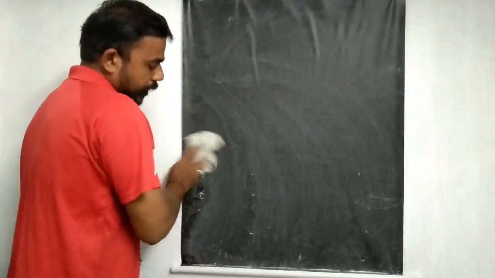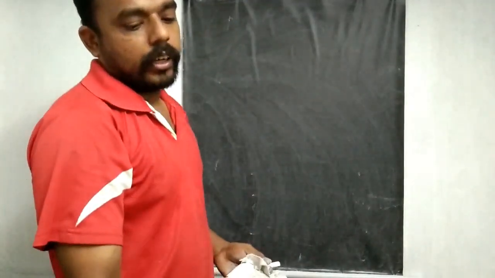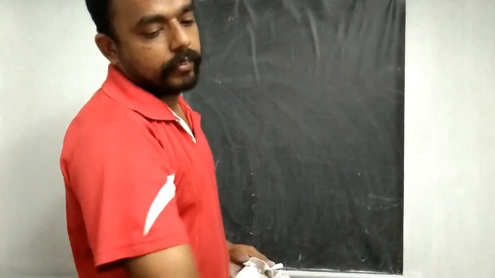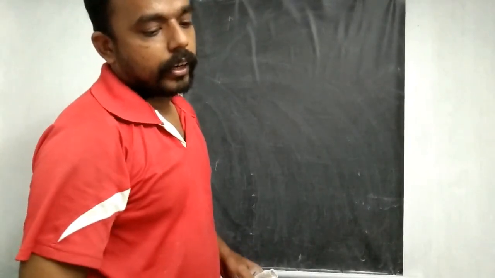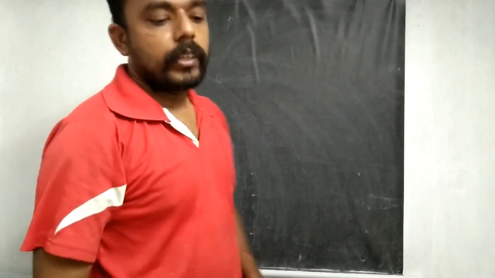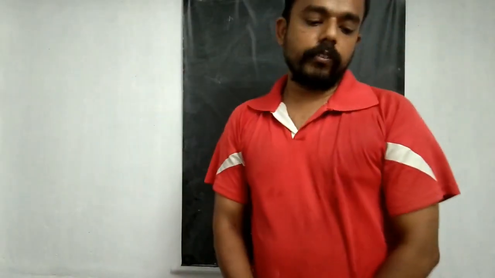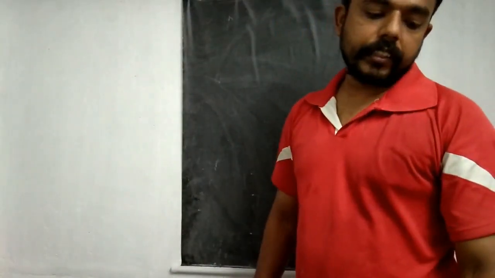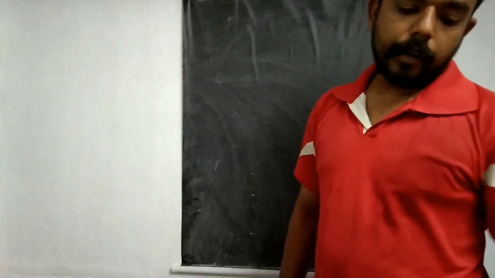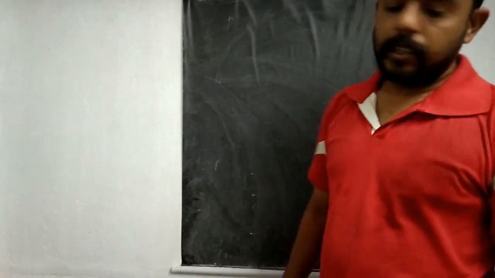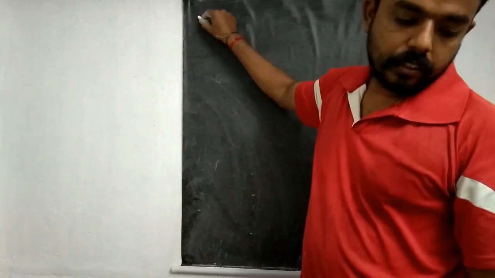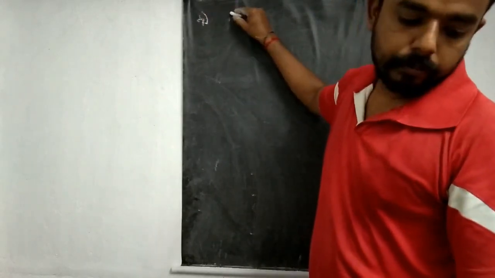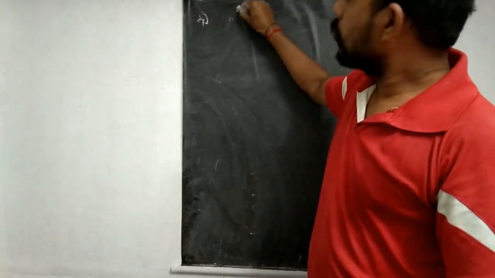So your next question is: using repeated subtraction, find the square root of 100 and 169. Next, find the square root of the following numbers by the prime factorization method. I am not going to discuss all the problems. I am just going to discuss the fifth one.